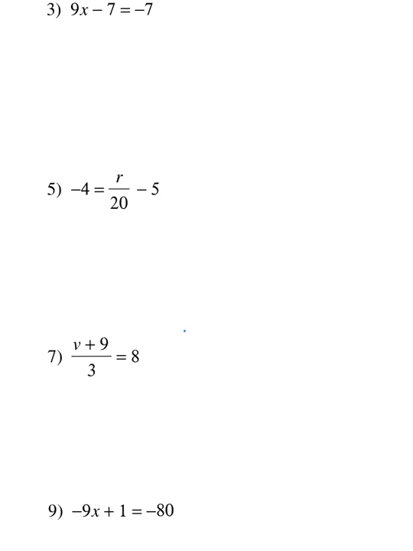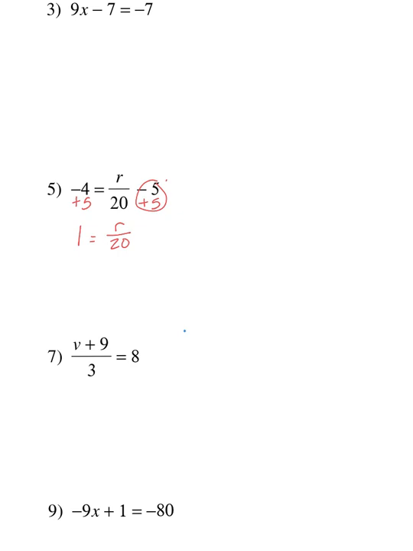So the first thing I can see is I have this negative 5. I want to get rid of that. The opposite of subtracting 5 would be adding 5. And if I add 5 to one side, I must add 5 to the other side. This would cancel, that's a 0 pair. Negative 4 plus 5 would be 1. That is equal to r divided by 20.